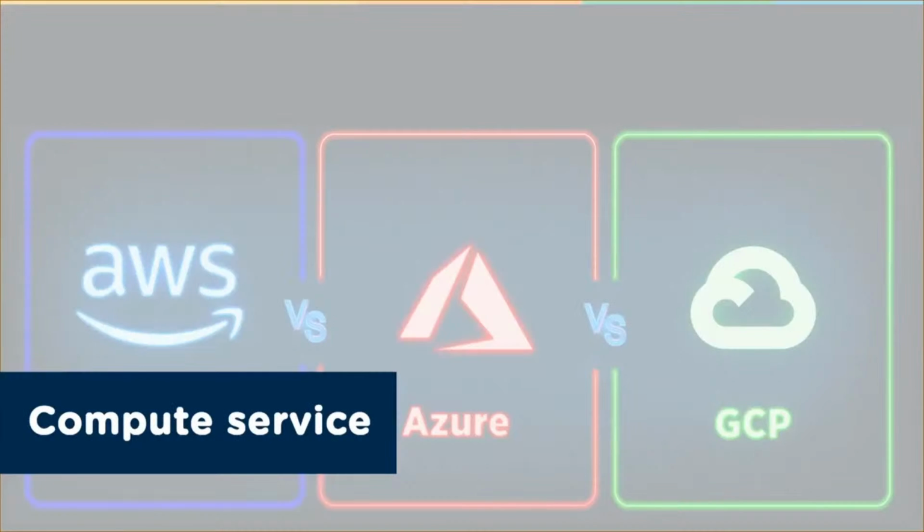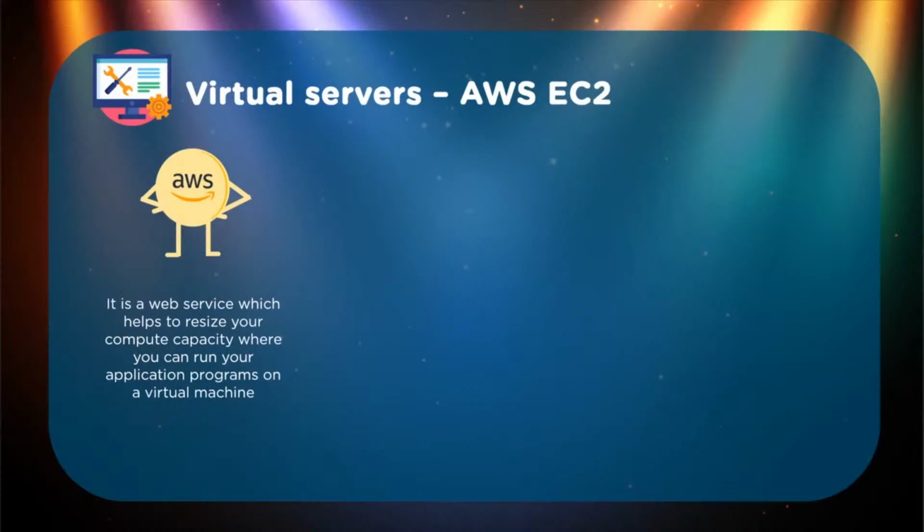Now let's talk about the compute services offered. First off, we have virtual servers. For AWS, we have EC2. It is a web service which eliminates the need to invest in hardware so that you can develop and deploy applications in a faster manner. It provides virtual machines in which you can run your applications.